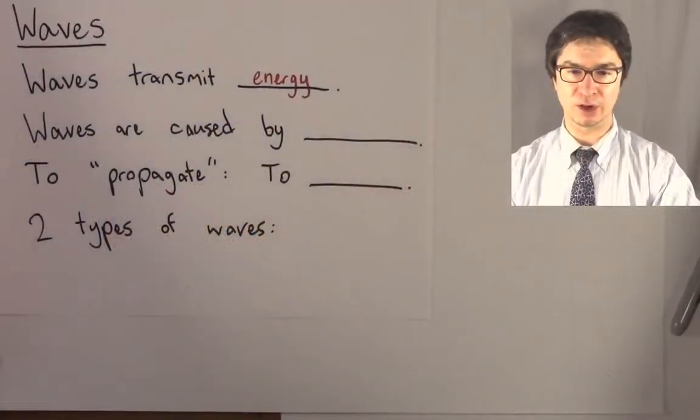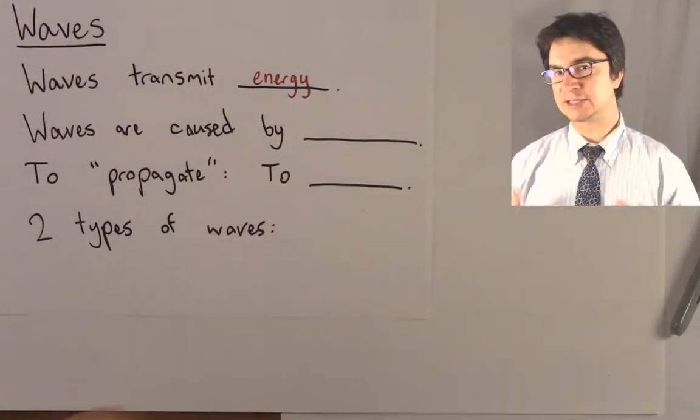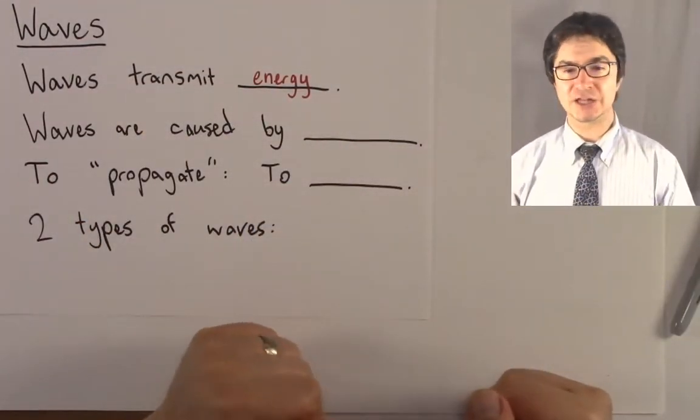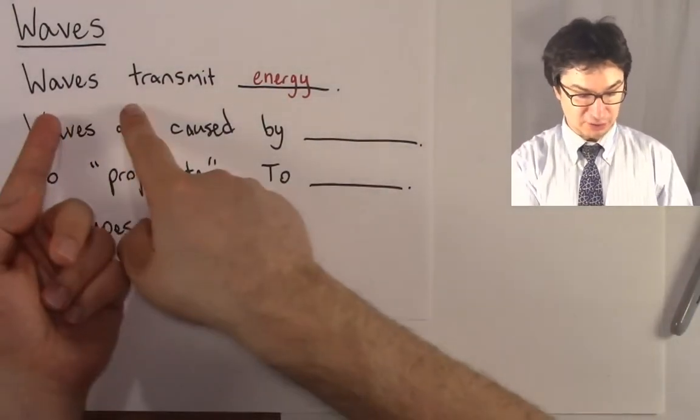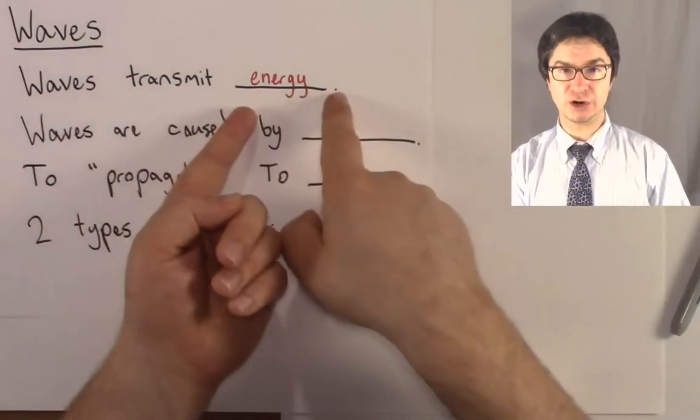If you think about this motion, this up and down motion with the wave, that is actually a representation of energy. When the hands go up and down, that represents kinetic energy. And so a wave is a transmission of energy. And so we want to say waves transmit energy.